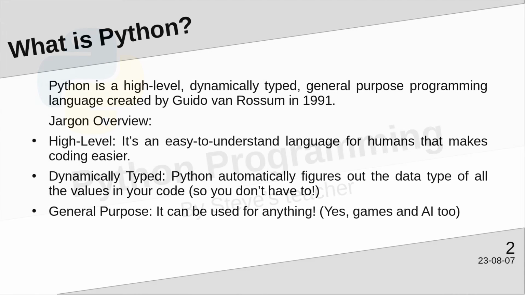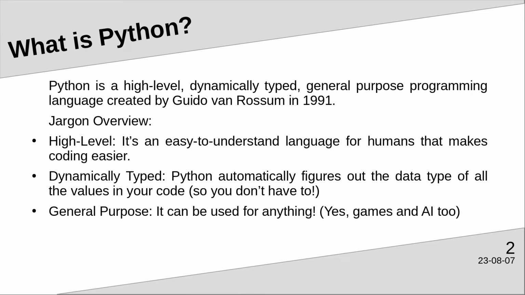So what exactly is Python? Now, Python is a high-level, dynamically typed, general-purpose programming language created by this person right here. I'm not going to attempt to pronounce that name as to not offend anyone with this. And it was created in 1991.